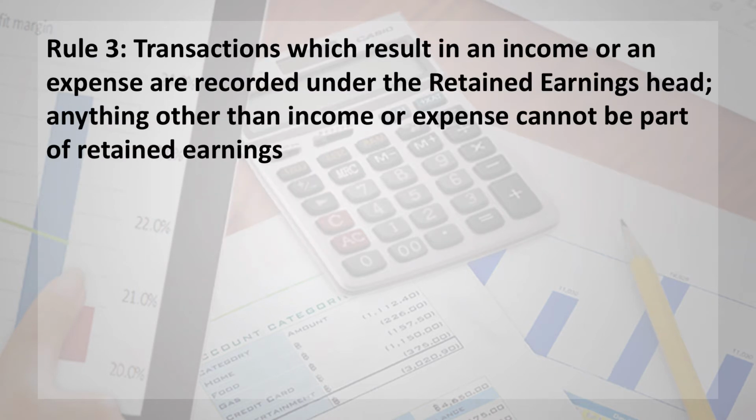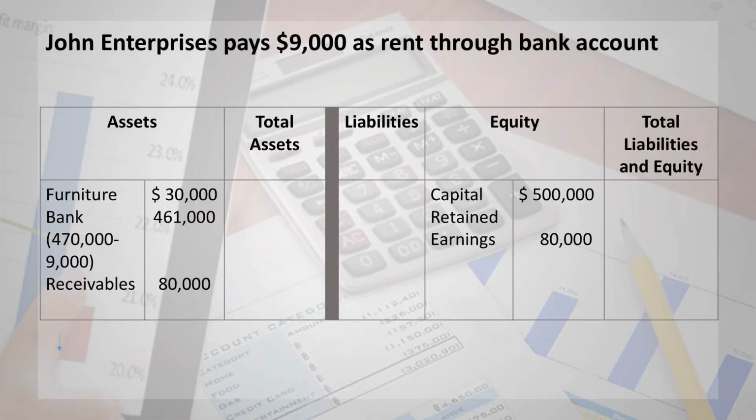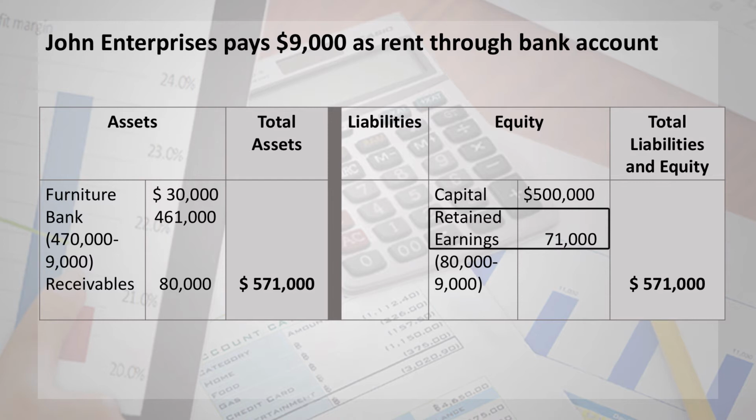So, that brings us to the next rule, which says that both income and expenses are to be recorded in retained earnings. Anything other than income and expenses cannot enter the retained earnings. Let us now look at the expense part of the example. Let's assume the firm pays $9,000 as rent through the bank account. Which are the two accounts that get affected? The bank account decreases by $9,000 and the retained earnings also decrease by $9,000.